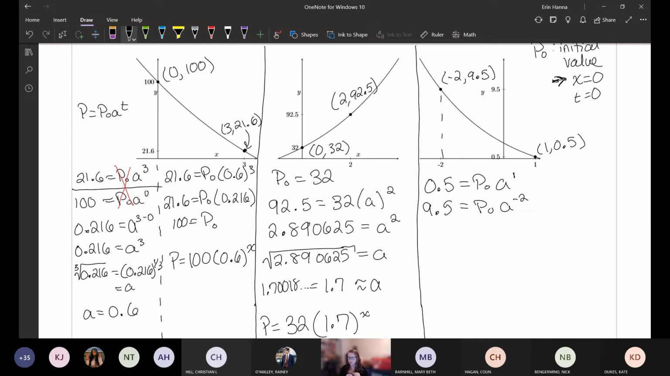Yeah, exactly what you said is perfectly correct, Pa. The initial value is the same as the y-intercept. And of course, the y-intercept is where x is 0. That is 100% correct. Awesome. Thank you for putting that in there.